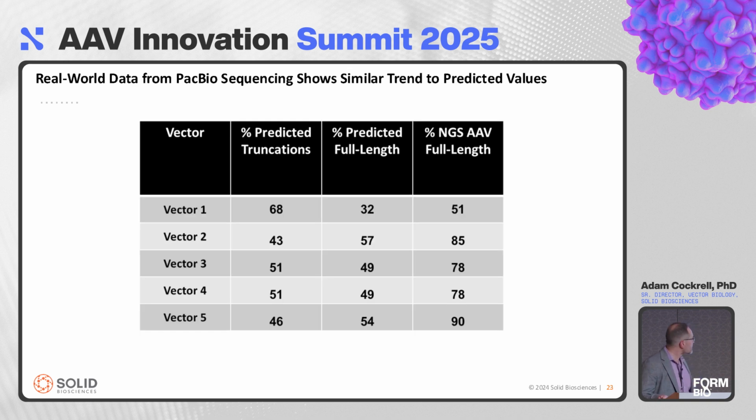And then this is some real world data of the same vectors, just showing you the predicted truncations and the predicted percent full lengths. It's basically taking the truncations and subtracting it from 100%, and you get the predicted values. Those values aren't matching exactly with the percents that we see by real-world NGS, but the trends from vector to vector seem to align pretty well.